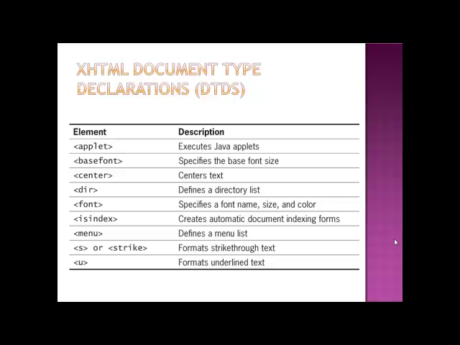The applet tag is essentially a tag that represents a Java applet, and it executes that Java applet that is presented within this element. Basefont specifies the base font size of your text. The center element centers your text. The dir element defines a directory list, and so on, all the way to the u element, which underlines the text.